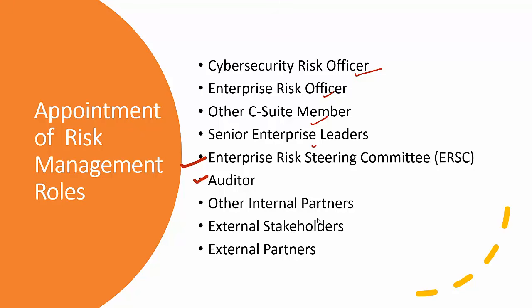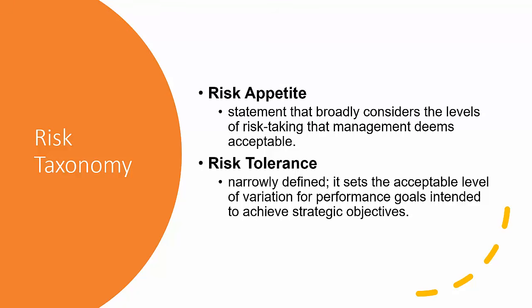Then we have internal partners and external partners. So we need to list down all these particular roles. Once you have these roles, you need to document them in your enterprise risk management policy: what roles we have and who carries out which activity. That's the most important thing. Once you organize all the roles in a procedure document, the next thing we need to build is the risk appetite and risk tolerance.